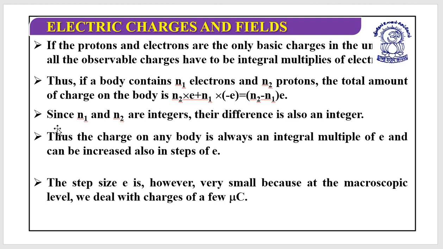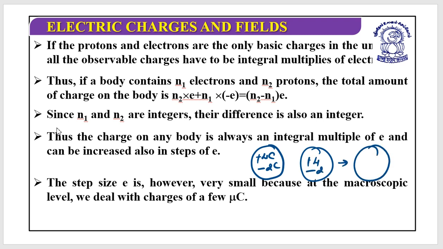How can I calculate the total amount of charge on a system? Let us say this is the system. This is plus 4 coulomb. This is minus 2 coulomb. Then I say plus 4 minus 2, which comes to plus 2 coulomb. This is additivity.